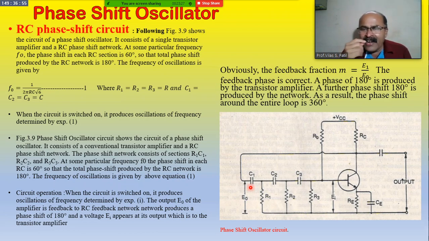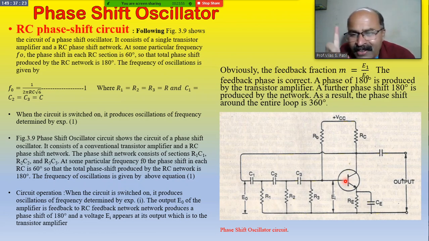Each network is inserting a phase shift of 60 degrees, and the total series phase shift is 180 degrees. This means that a 180-degree phase difference is seen between the input to the feedback network and the output of the feedback network, and that output of the feedback network is given to the base and emitter of the transistor amplifier in common emitter mode.